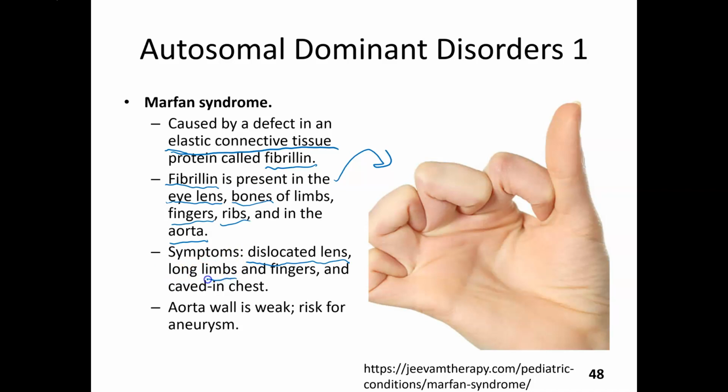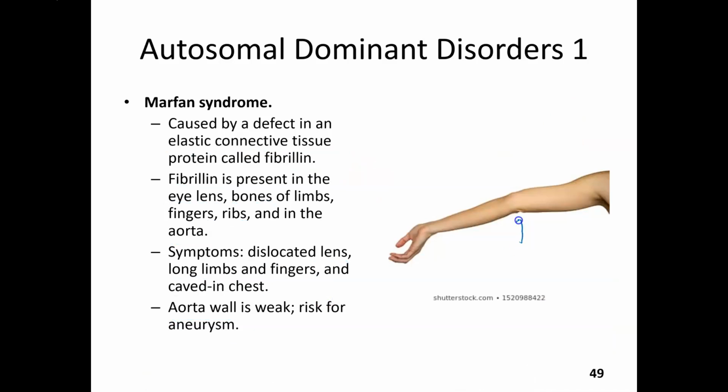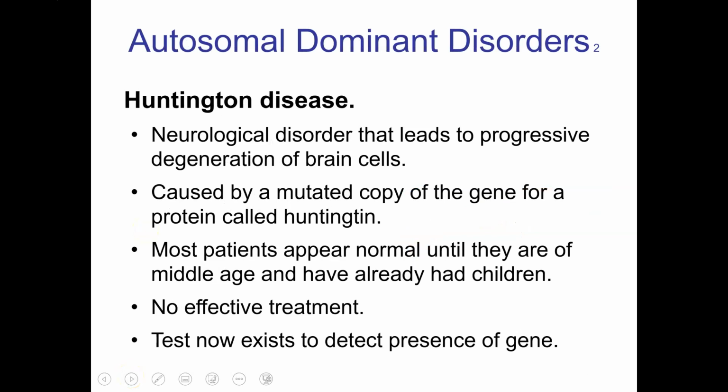We tend to have very long limbs that aren't as protective, long fingers, very, very flexible. Oftentimes we have a caved in chest, so there's almost an indentation in the sternal region of the body, and a weaker aorta, which can make us more prone to aneurysm. I actually have another picture showing hyperflexibility of the elbow, and you can see that long limb as well. So that's Marfan syndrome. And then we have Huntington disease.